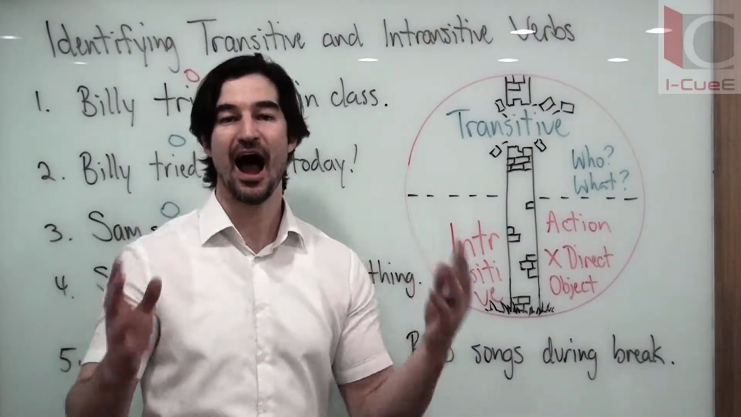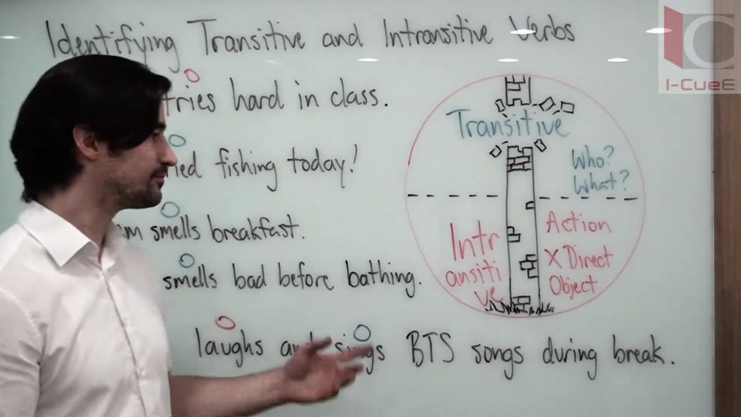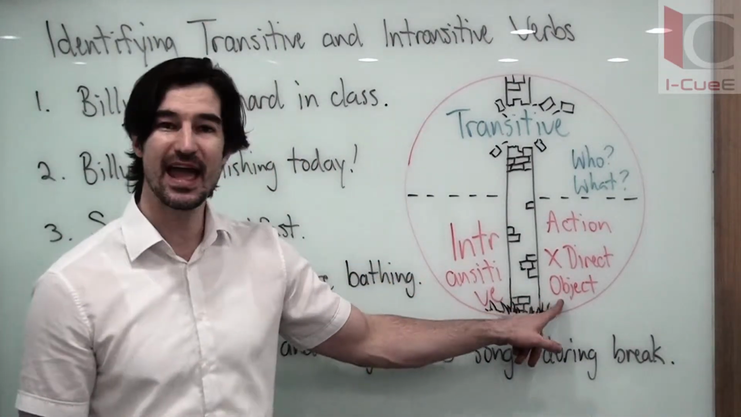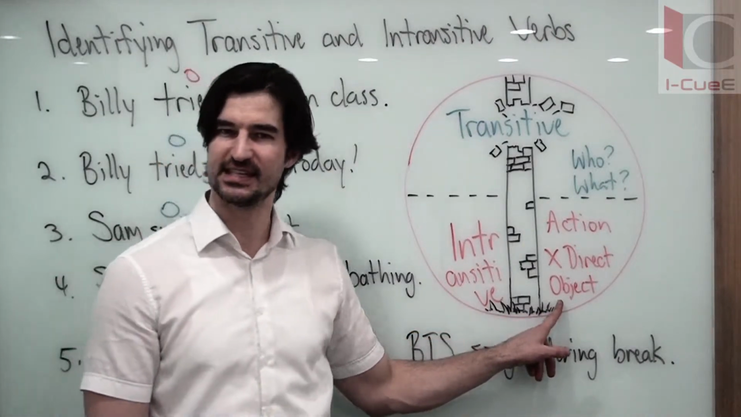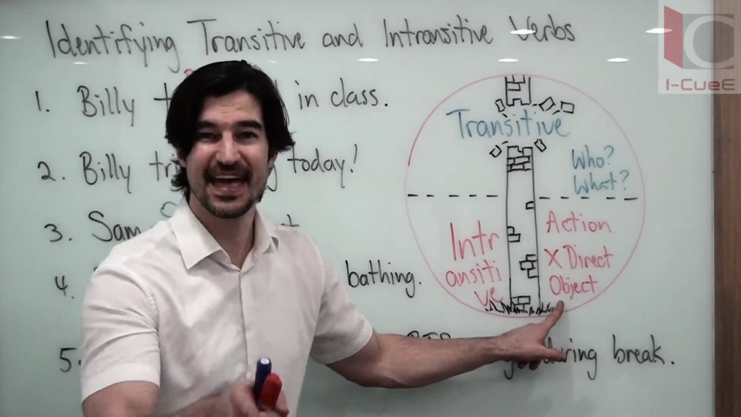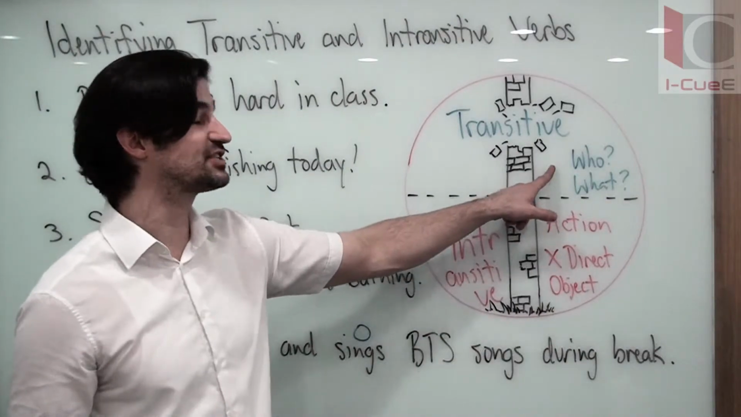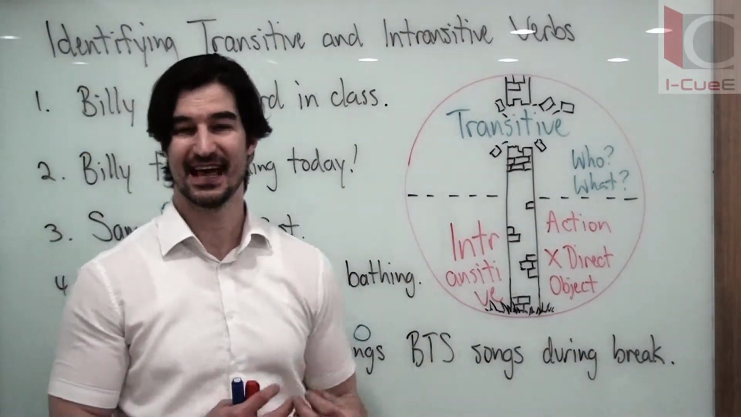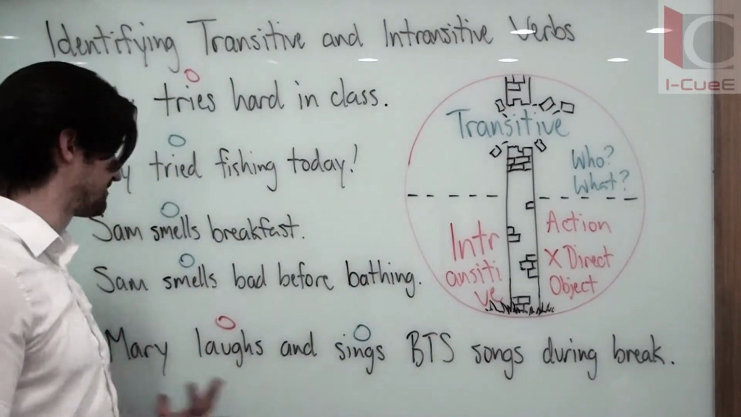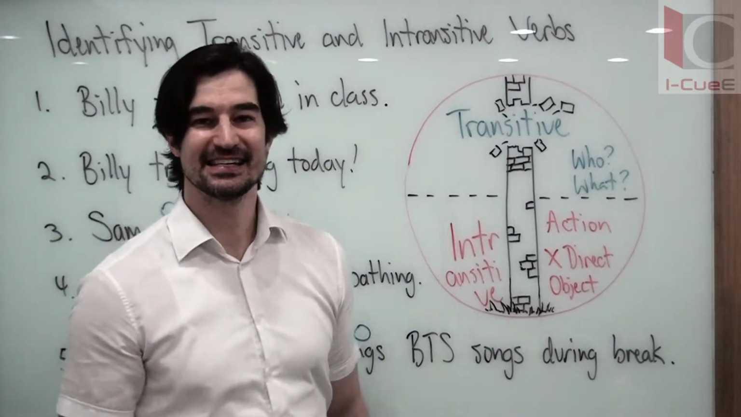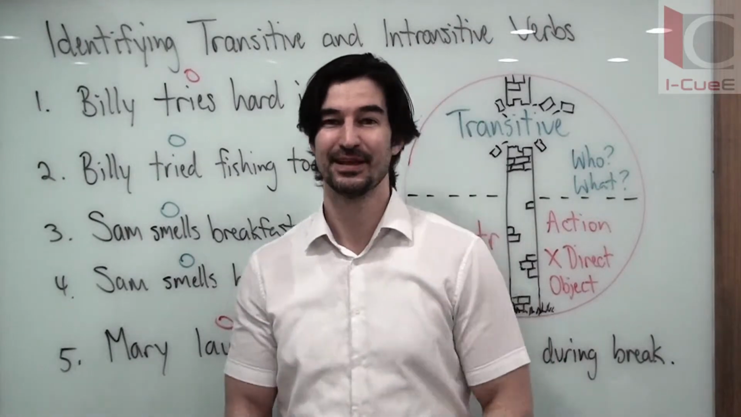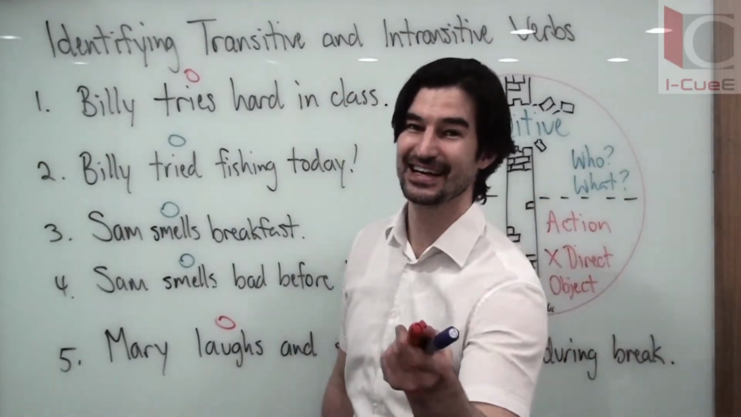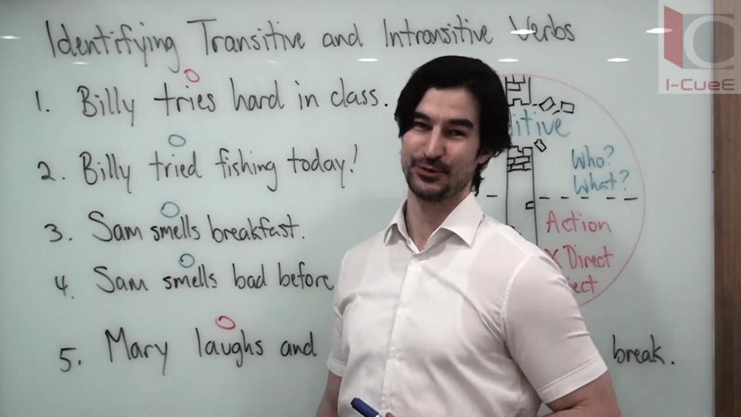So, how do you figure it out? Well, one way is to take away everything on the other side of the verb wall and see if it makes sense. Even if that does work, you still have to ask the question, who or what, to see if it ever makes sense. Because, well, it's not as easy as I make it out to be. But don't worry, because you're going to get some practice. Let's review.